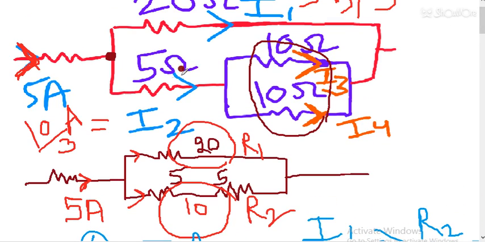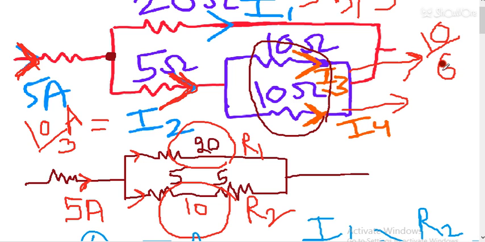Now students, current 10 by 3 ampere is coming towards this point. Now I have two equal resistances, 10 ohm each. So I3 and I4, these two currents will be equal because the resistance is the same. That means 10 by 3 is divided into two parts. One part will be 10 by 6 here, and 10 by 6 will be here too. So I hope this question is clear to you. If not, you can go and watch this again.